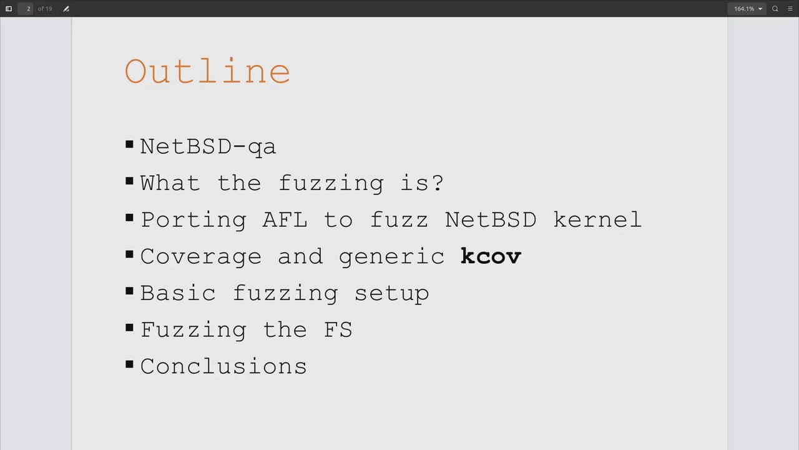Then we'll talk about the work that I was doing for porting the American Fuzzy Loop to fuzz the NetBSD kernel and file system subsystem in general, because I'm mostly interested in file systems. And some work for coverage and KCOV that I was doing with some members of the community. Then I will show some basic fuzzing setup and how we can easily do the fuzzing of the file system. So I will try to convince you that fuzzing in this way is really simple, and everyone who is writing some kernel code can also do this on their own.